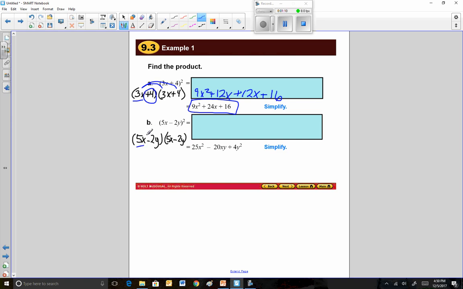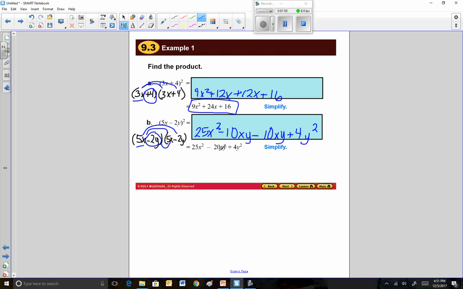The first term times this term, so we get 25x squared. And then we take 5x times negative 2y, that becomes negative 10xy. Now we're going to take negative 2y times the 5. So we get negative 10xy. And negative 2y times negative 2y is plus 4y squared. Look at these two terms in the middle. They're alike. They both have xy. Negative 10 and negative 10 makes them negative 20xy.